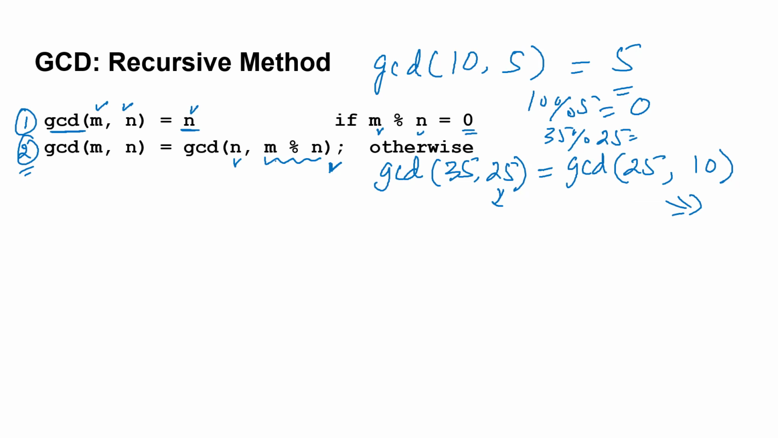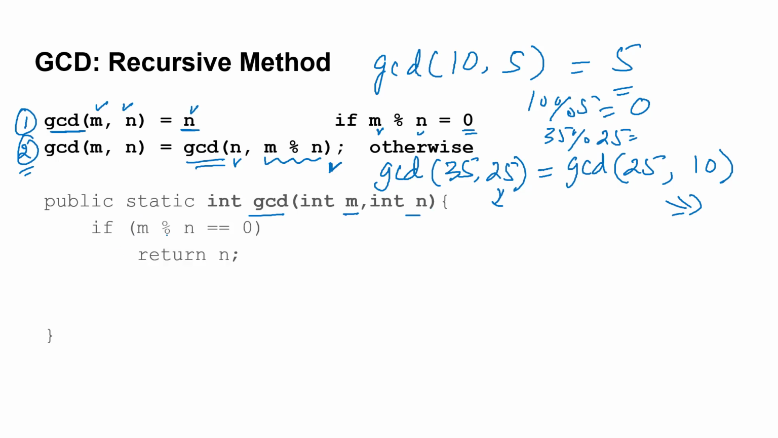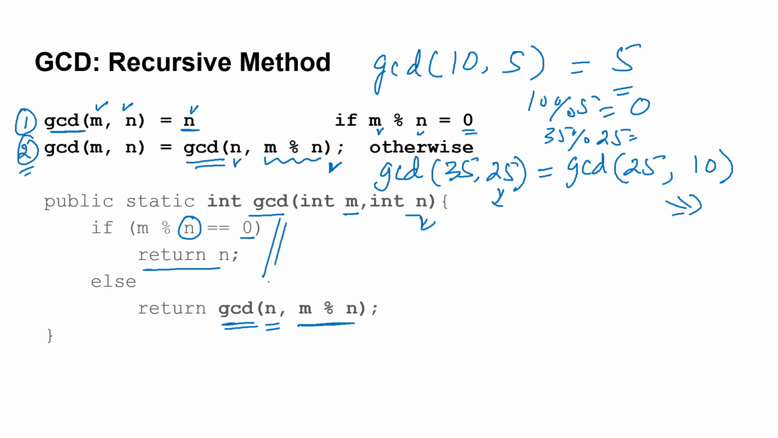When you know this recursive formulation, then writing the recursive GCD becomes a lot easier. And here is the code. You have the public static int GCD defined on m and n as the two parameters. If m is perfectly divisible by n, that means if m remainder n is equal to 0, then you return n. Else, you recursively call GCD on this n, the one that you are using as a divisor, and the remainder of the division operation. And this is the recursive call.